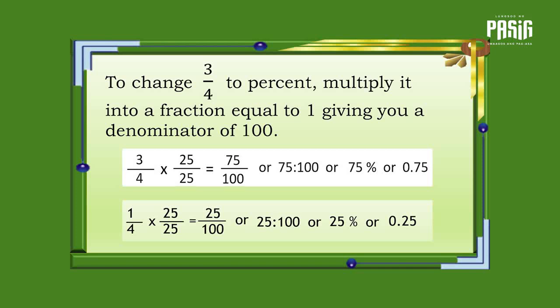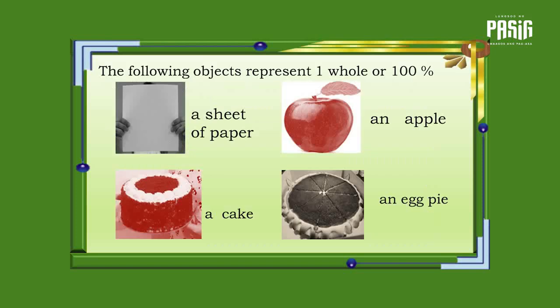What about 1/4? Doing the same, multiply it by a fraction equal to 1, and that's 25/25. Multiplying 4 and 25 will give you 100, and multiplying the numerator, 1 times 25 is 25. Therefore, 1/4 becomes 25 hundredths, or 25 is to 100 in ratio, and 25% in percent, and 0.25 in decimal. The following objects represent one whole or 100%.